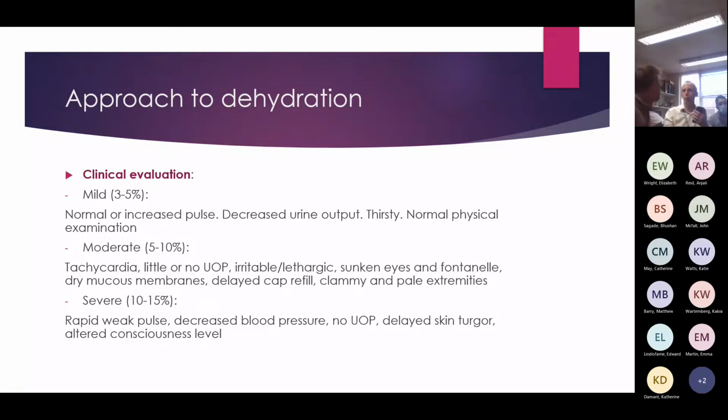And in severe dehydration, this is where we find their pulses to be rapid and weak, almost no urine output, blood pressure starts to fall, the skin turgor starts to become delayed, and the level of consciousness becomes altered. So using this clinical evaluation, we can estimate the deficit therapy using the equation that we mentioned earlier, percentage of dehydration times the body weight.